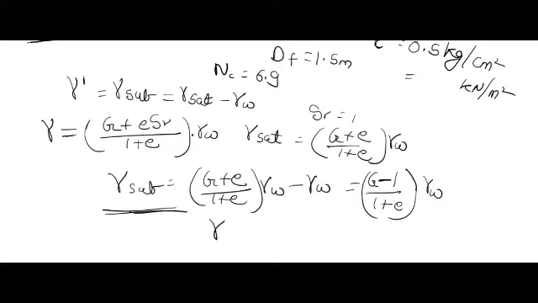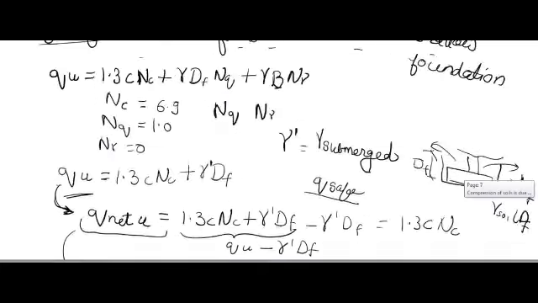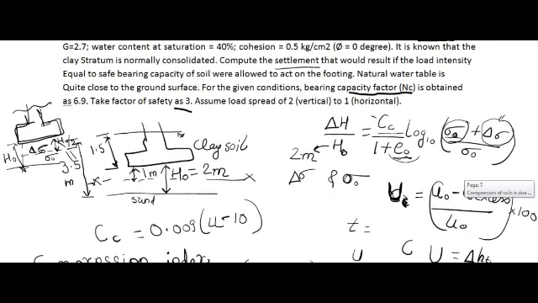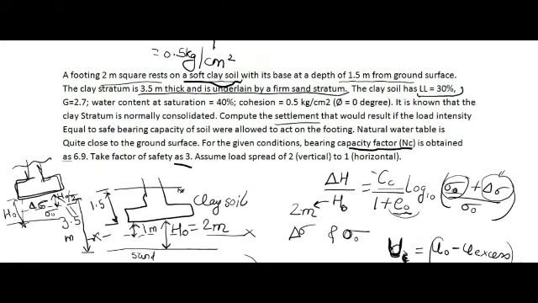So for gamma submerged, do we know G, the specific gravity? Do we know the void ratio? Do we know the specific gravity in the problem? Yes, we know the specific gravity in the problem. Specific gravity is given as 2.7, so G is 2.7. Where is the void ratio?